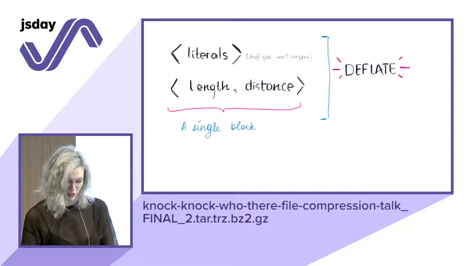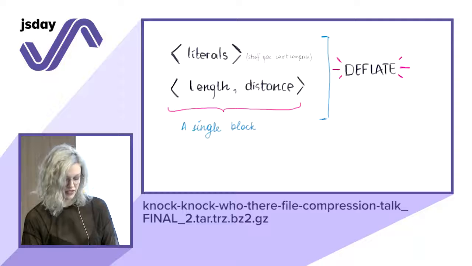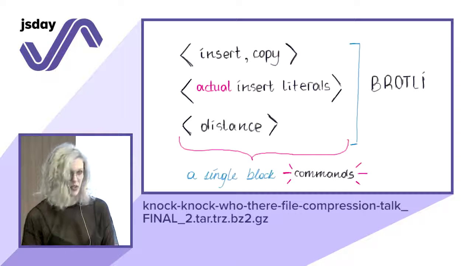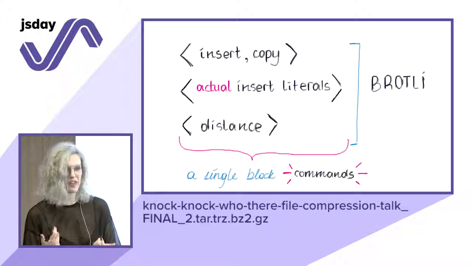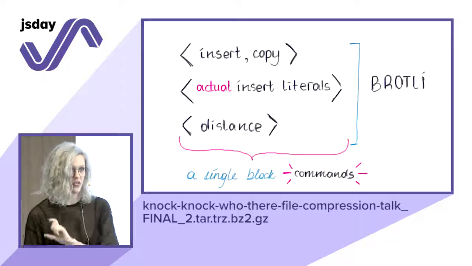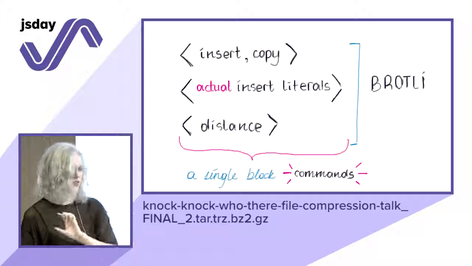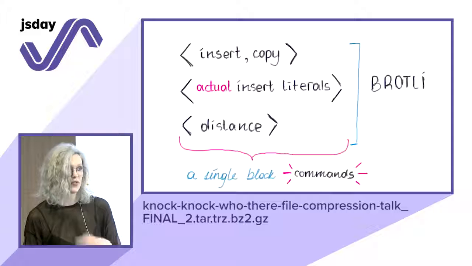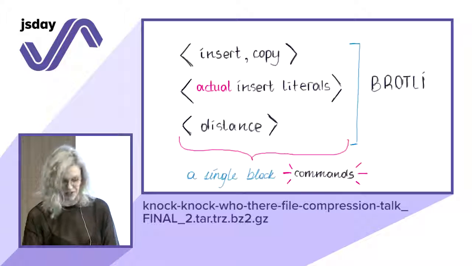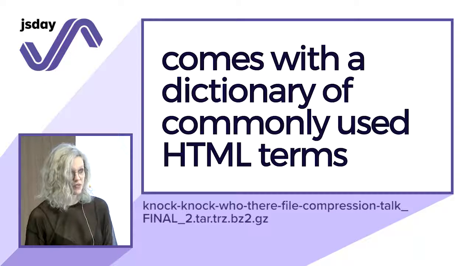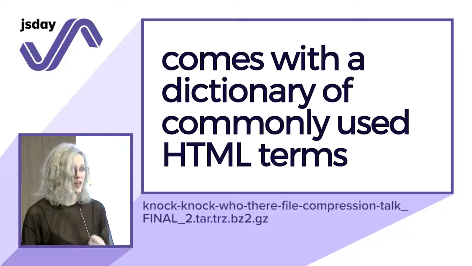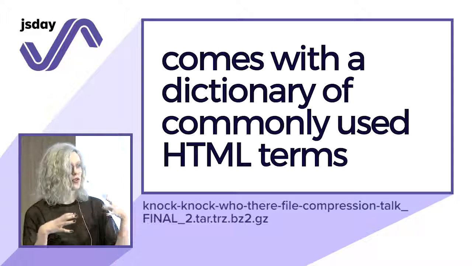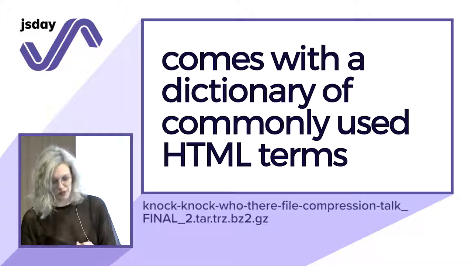In deflate you've got literals and the LZ77, but in Brotli you have commands instead. So it's easier to pass in the alphabet that the Huffman blocks provide throughout your entire program. So then you're able to compress to a much smaller size. And what's super cool about it is it comes with a dictionary of commonly used HTML terms. So if you have things like div, head, section or article in your HTML, you're able to get a much smaller compression.